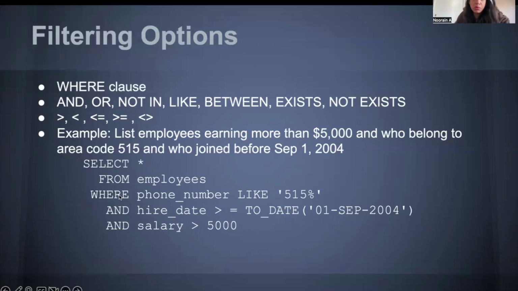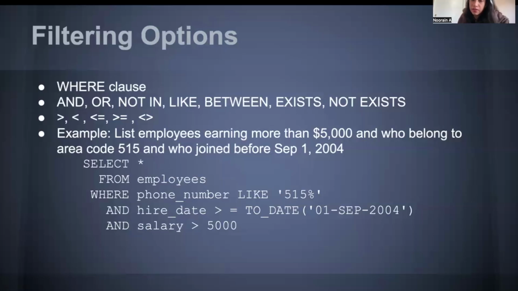And then it's followed by another keyword called where. Now here is where we start filtering. What were the conditions in our example? We said we want the phone number area code to start with 515. What does that mean? It means that the column called phone number has, you can use the like, which is one of the filtering options. Like meaning it has the numbers 515.